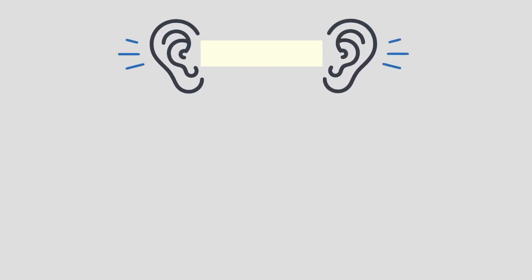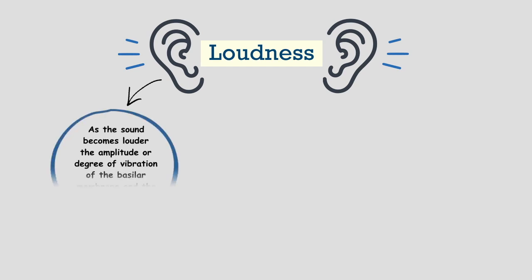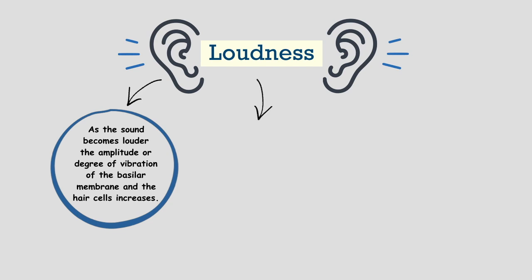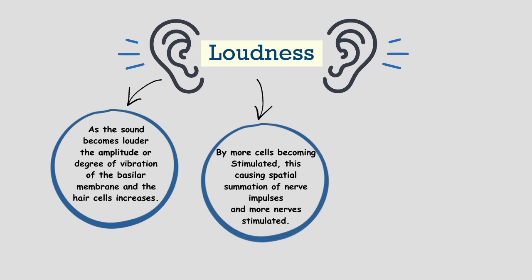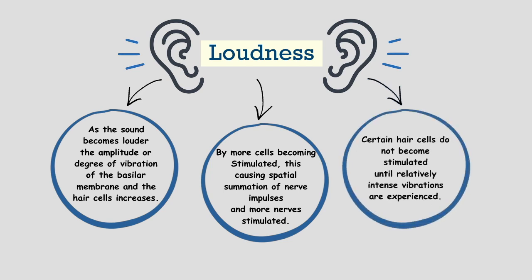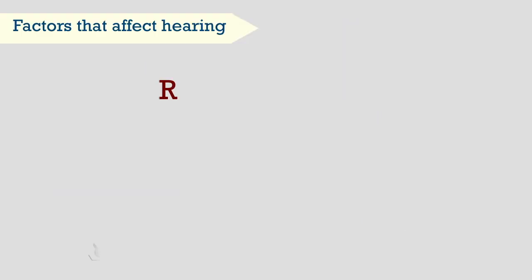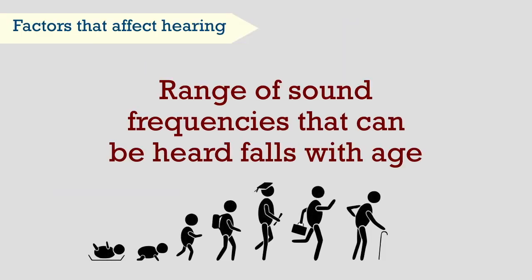Loudness. Loudness may be determined in 3 different ways. 1. As the sound becomes louder, the amplitude or degree of vibration of the basilar membrane and the hair cells increases. 2. By more cells becoming stimulated, this causes spatial summation of nerve impulses and more nerves stimulated. 3. Certain hair cells do not become stimulated until relatively intense vibrations are experienced. The range of sound frequencies that can be heard falls with age.